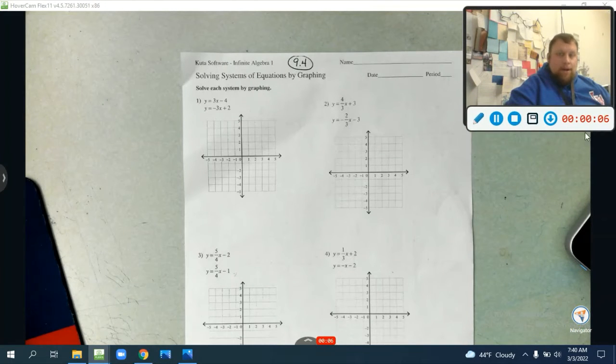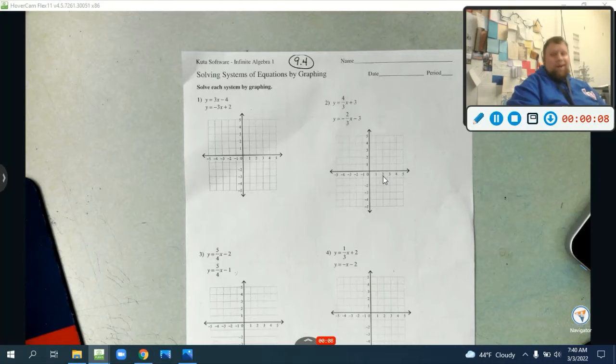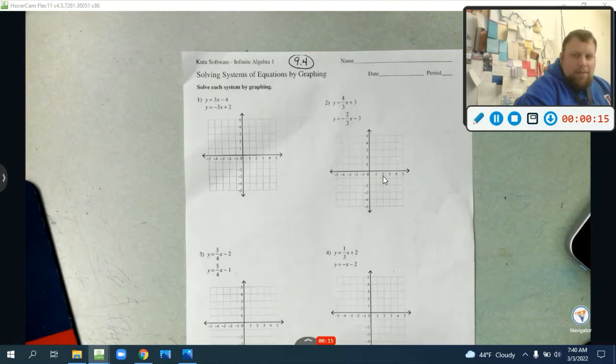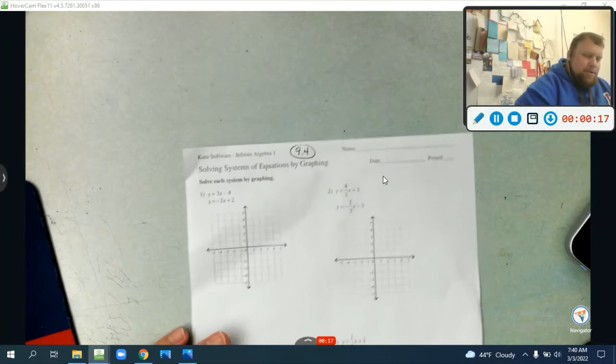This is 9.4, and honestly, I think you guys are going to crush through it. We're just going to go through a couple examples, be a real short video. This is solving systems of equations by graphing, and here's the deal.